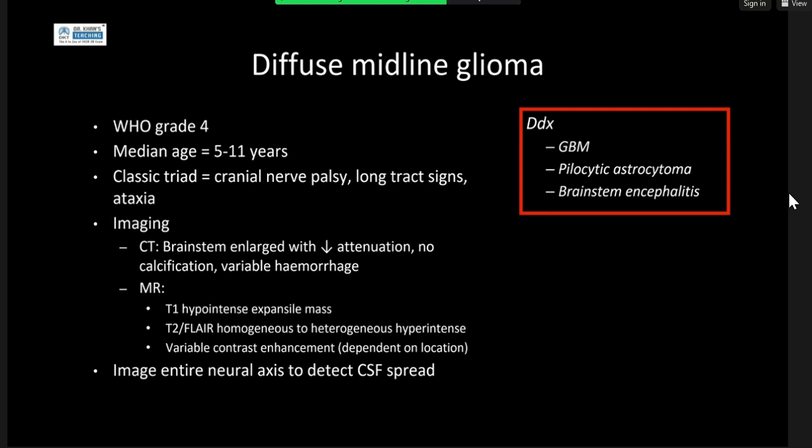So the location of the diffuse midline glioma is quite age dependent. If you're pediatric, it's somewhere in the brainstem or pons, and if you're towards the adults, it can actually be in the thalamus or in the cord as well. Okay.